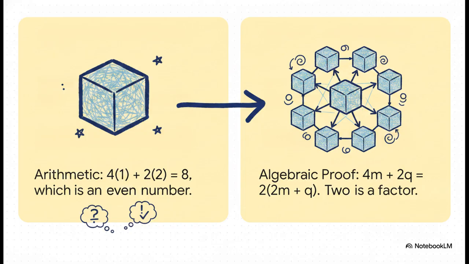This is our algebraic proof. We take the general expression 4m plus 2q and just factor out a 2. We get 2 times the quantity of 2m plus q. By using algebra to bridge the gap from specific, isolated numbers to a universal proof, we show that factoring out that 2 absolutely guarantees an even number result, no matter what whole numbers you plug in for m and q. We've officially moved from I think so to I know so.